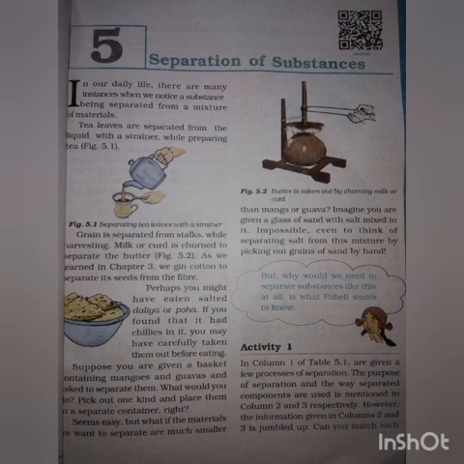And maybe you have already done this, separating tea leaves with the help of a strainer. You can see in figure 5.1, page number 35, separating tea leaves with a strainer. And those who have a cow in their house may have seen that butter is taken out by churning milk or curd. From the curd, butter is separated. So these are types of separation.